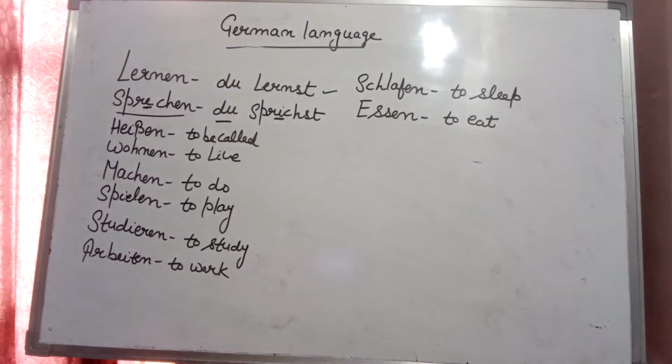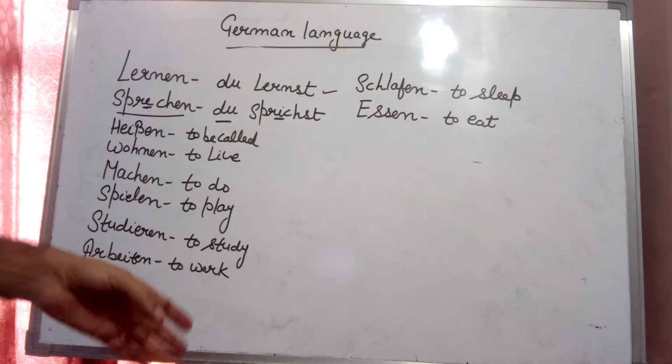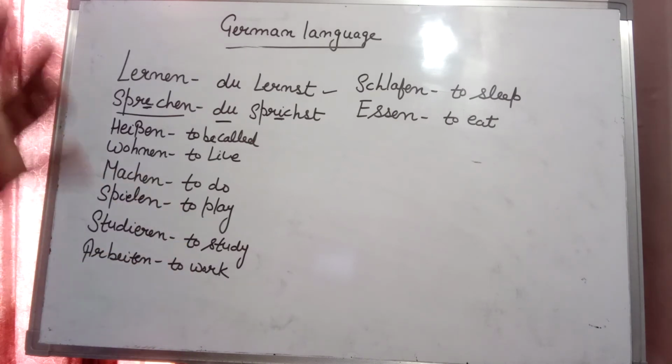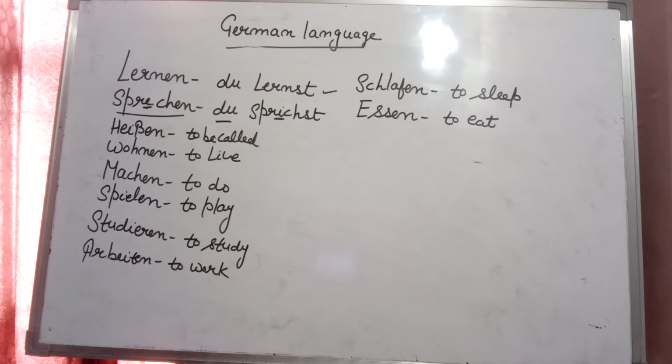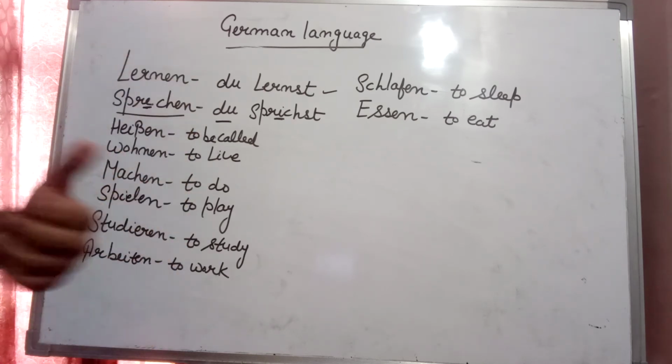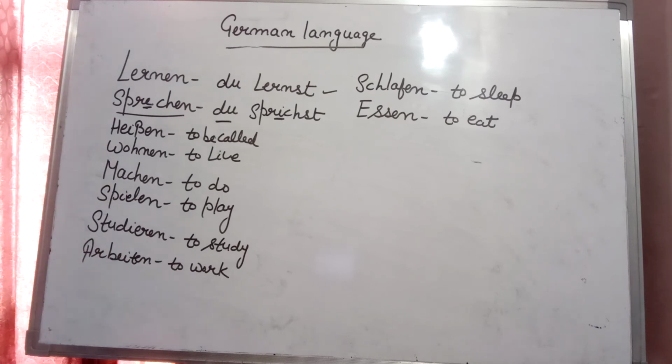So I'm giving you today the verbs. Because, you know what? If you know what to say for eat in German language, and what to say for drink, trinken is the verb to drink, okay? So what to say these things, so that then only you can speak out, right?